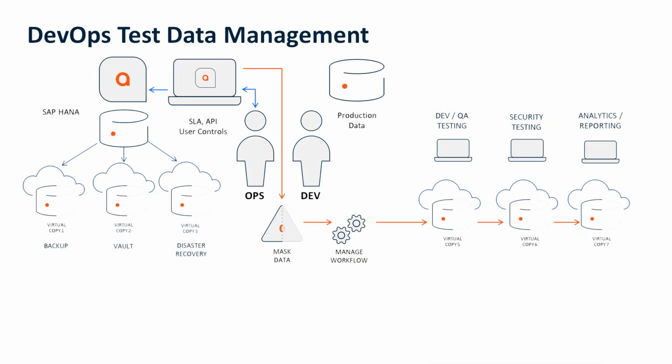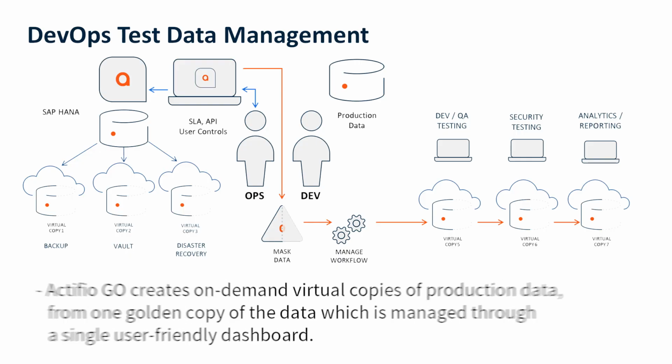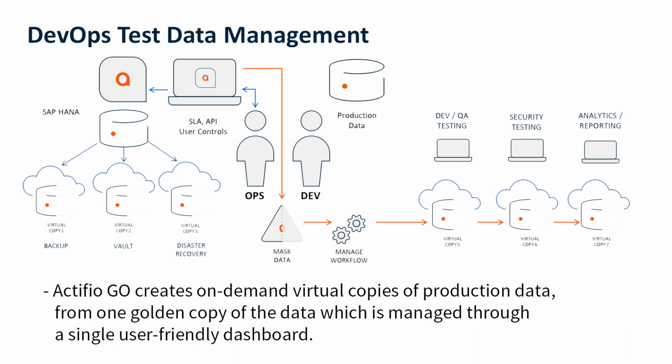Once the migration is complete, it is recommended that you implement data protection in Google Cloud, as we talked about earlier. Building a DevOps test environment in Google Cloud is easy and cost-effective with Actifio. Backups should not lay idle and should be reused for instant database cloning, even from backups stored in Google Nearline or cold line storage. Actifio GO creates on-demand virtual copies of production data from one golden copy of the data, which is managed through a single user-friendly dashboard.